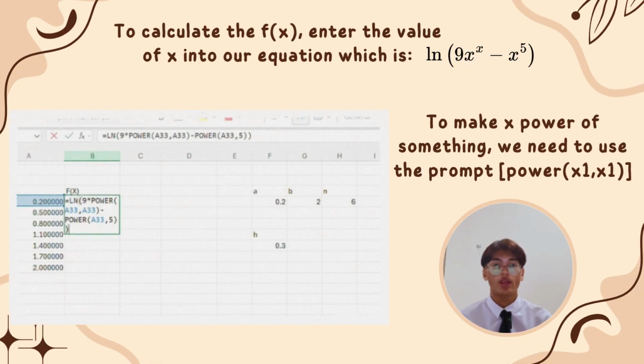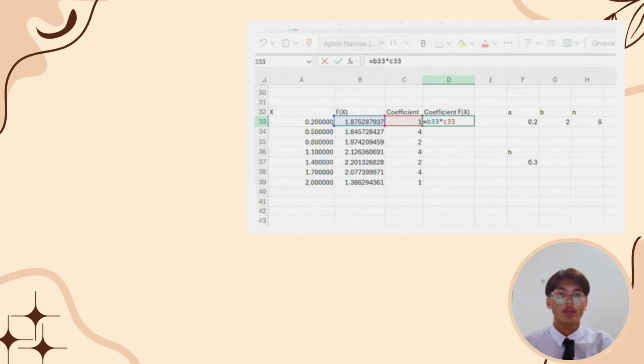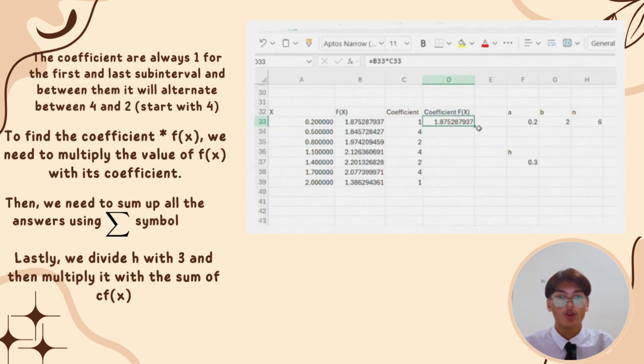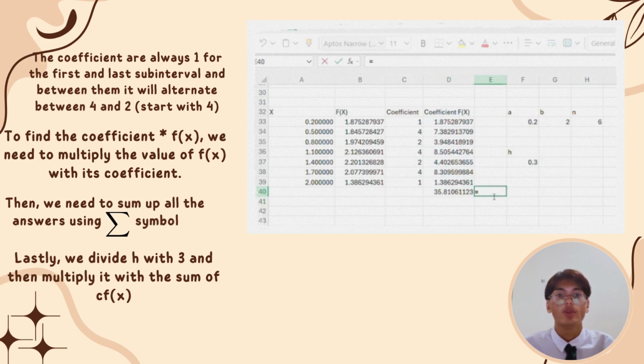Then, we need to find the value of fx. We need to insert the value of x into our equation to find fx value for each subinterval. The command power is used to make x power of something. Then, we need to enter the coefficient for each subinterval, which always starts with 1 and ends with 1, while 4 and 2 will alternate between them.